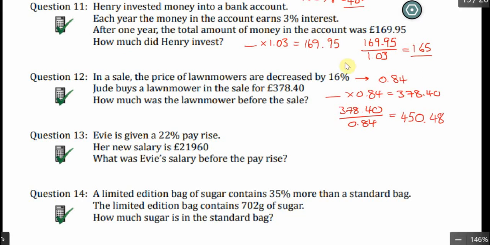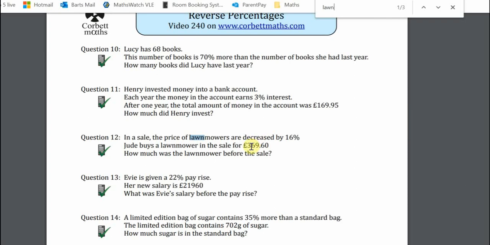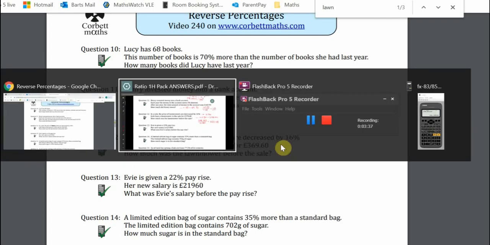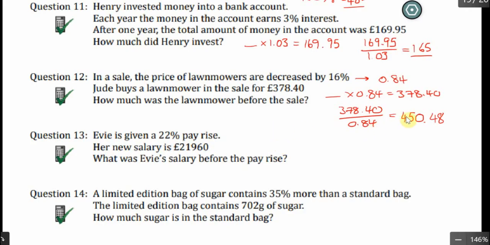Just had to check that because it seemed like a bit of a weird amount, and just checked it on the Corporate Maths website, and I can see that they've now changed this price, so there must have been a mistake when they made this question. So I'll change that in the pack for next year, but that should be £369.60, and then I assume it works out a much nicer number than this, but that's what it comes to.